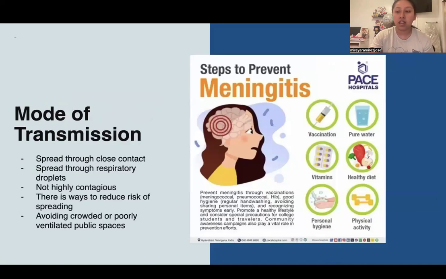And now for the mode of transmission. This disease is spread through close contact with an infected person's respiratory droplets, such as when they cough or sneeze, kissing, sharing a drink, and living in close quarters. This disease is not highly contagious, and it's not easily spread by sharing food, drinks, or cigarettes, but saliva can inhibit the growth of the bacteria.